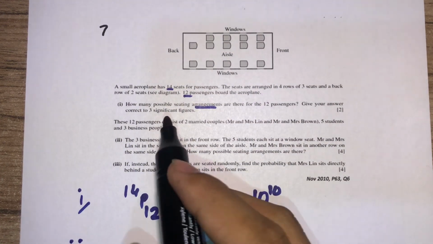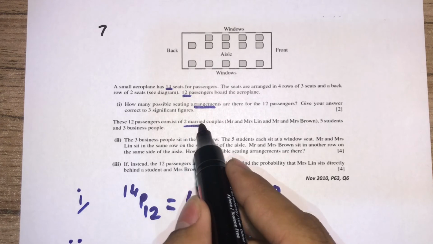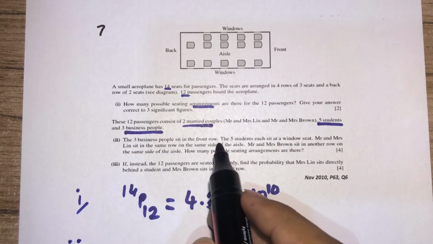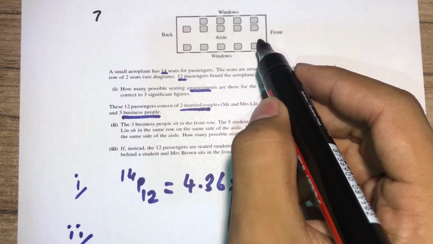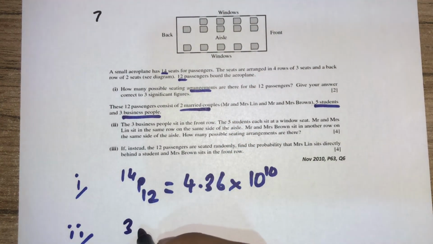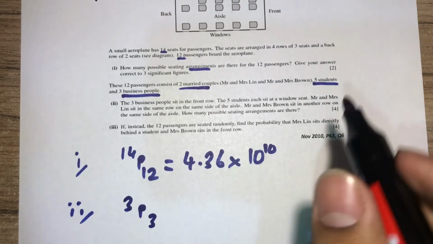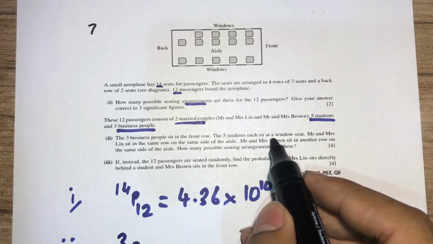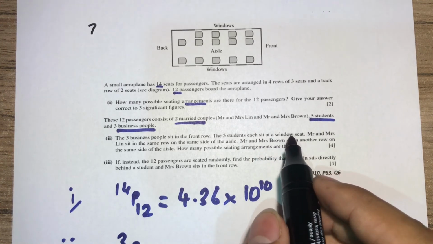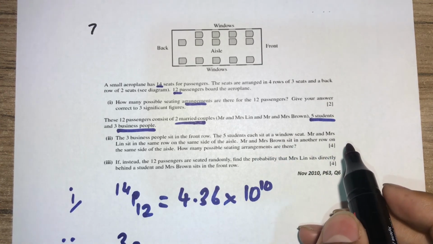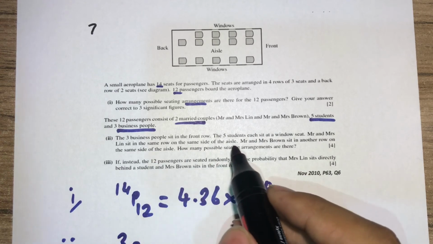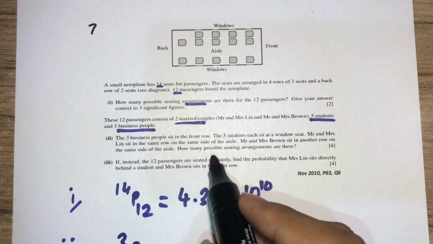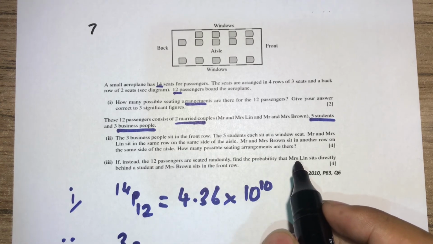Second part, these 12 passengers consist of 2 married couples, 5 students, and 3 business people. The 3 business people sit in the front row. So for the business people, it's going to be 3p3, because there are 3 possibilities and there are 3 people. Then the 5 students each sit in a window seat. Mr. and Mrs. Lynn sit in the same row on the same side of the aisle. Mr. and Mrs. Brown sit in another row on the same side of the aisle. How many possible seating arrangements are there?